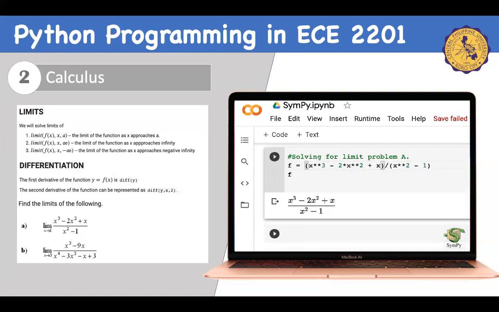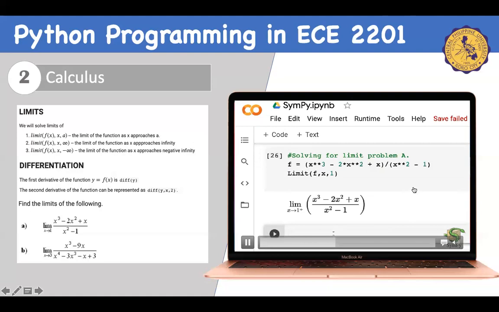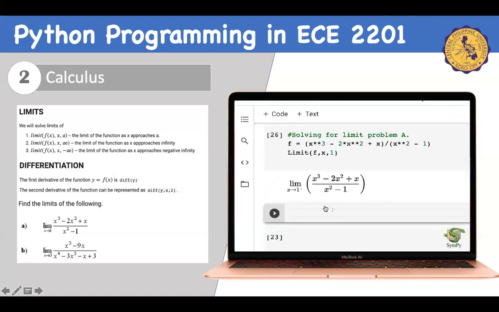Now, to display the limit, that's how you display the limit. Okay, erase now. We will use the function f instead. F of x, and x approaches 1. So we have the limit of f as x approaches 1. Take note, if you use Limit with the capital letter L, it will display the limit expression. It will just display the math typeset.